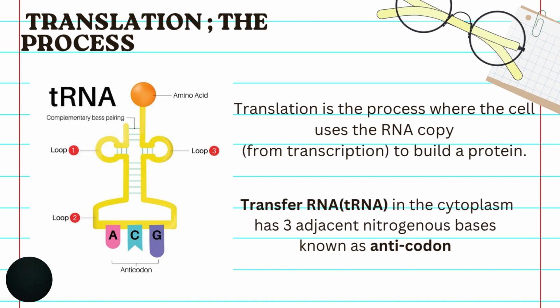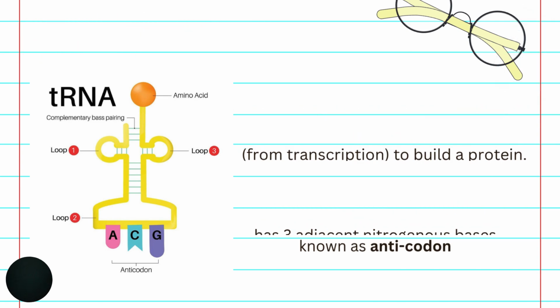So translation is a process where a protein will be made. mRNA will be read, and based on what is written on mRNA, amino acids will be called, and those amino acids are going to form peptide bonds to form a protein at the end. So let's look at the process.